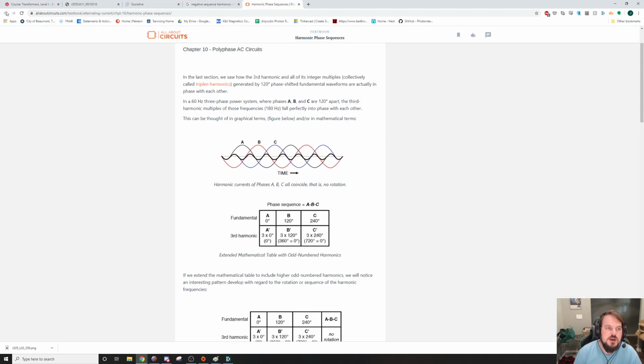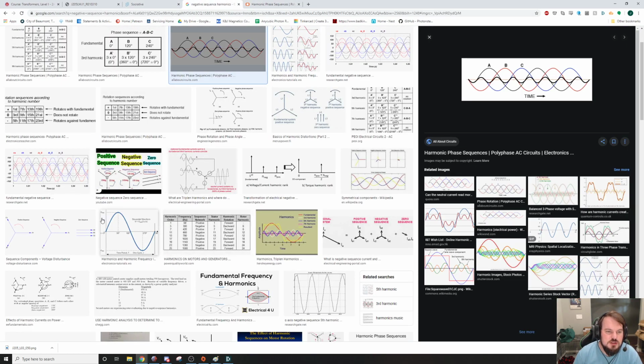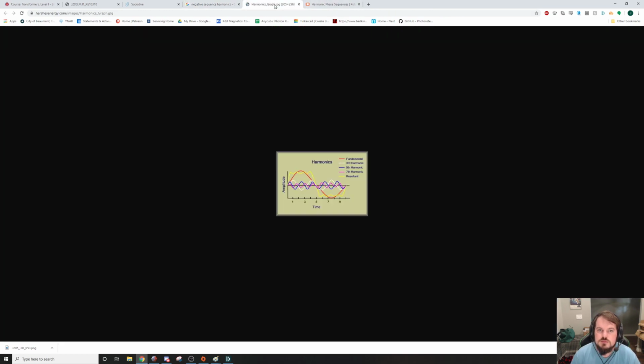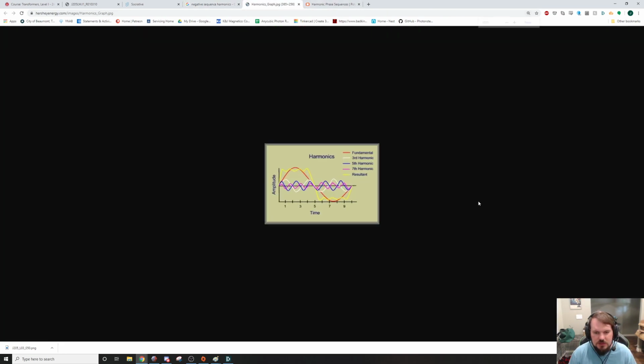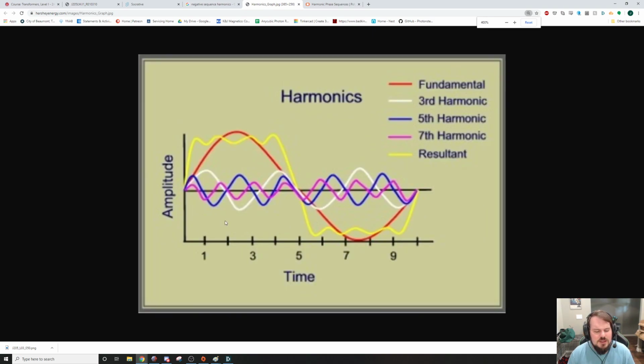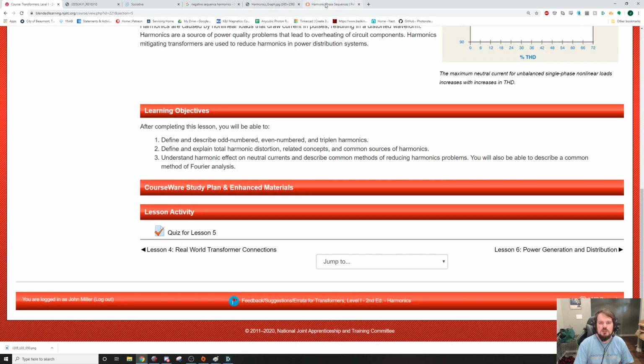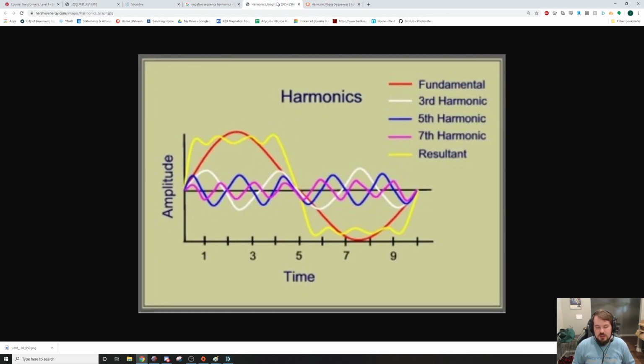So let's go back. So there was a good picture here. Let's zoom in. And this should be in your book. It is chapter 5 of your book. Should have some pictures just like this. So you've got, let's see, the red line is your fundamental frequency. So this will be your 60 hertz.